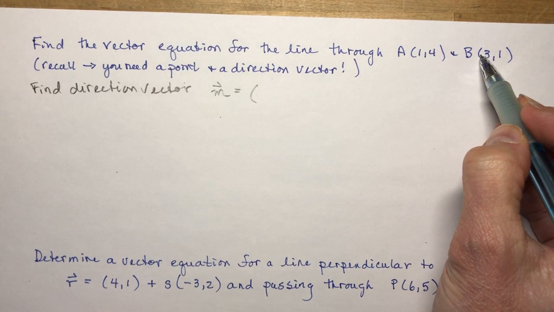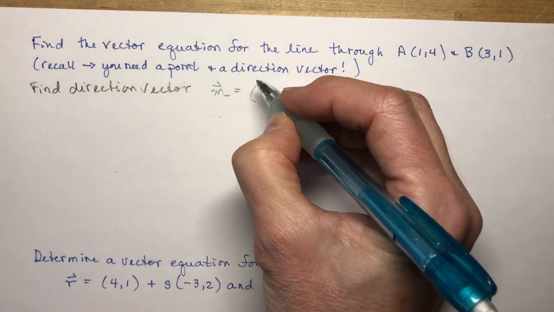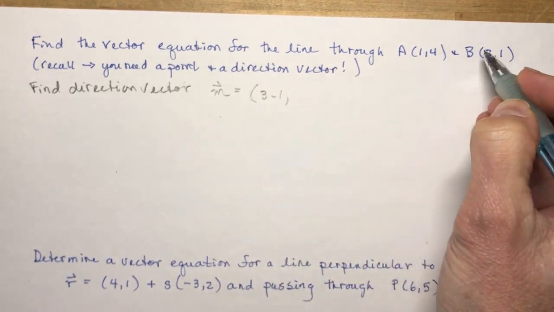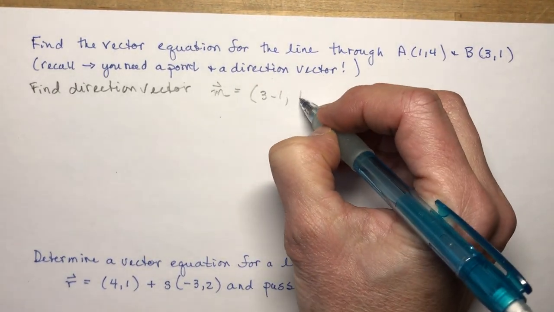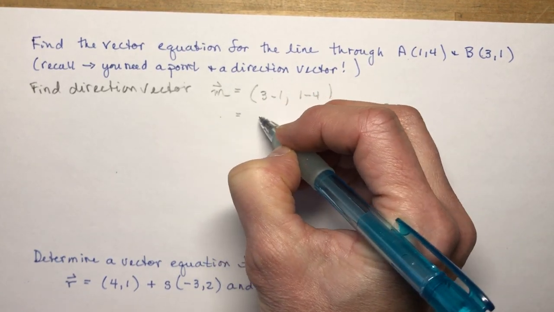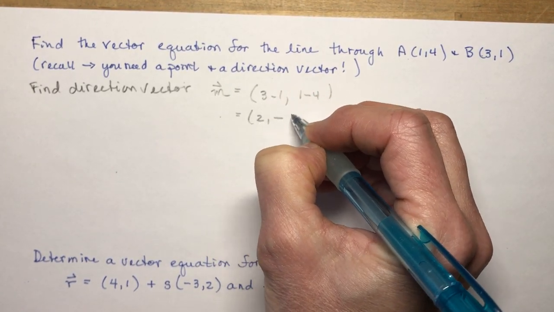So the direction vector is going to be, I'm going to do the vector AB. So that's positioning it at the origin, and that will be a direction vector, right? So I have 3 minus 1, and 1 minus 4. So the direction vector is going to be (2, -3).